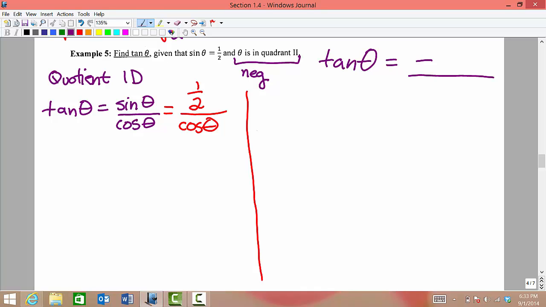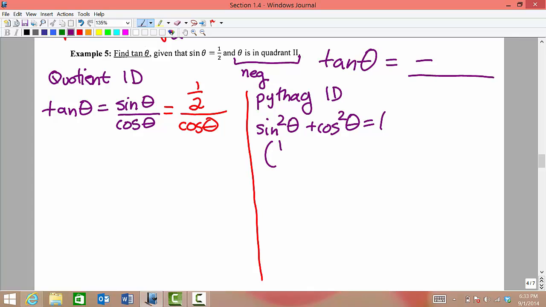In order for us to get cosine theta, we know sine. What identity relates sine and cosine? Well, that will have to be our Pythagorean identity. Sine squared theta plus cosine squared theta is equal to 1. Sine squared theta, well, we know that sine is 1/2. We'll square that. Plus cosine squared theta is equal to 1.